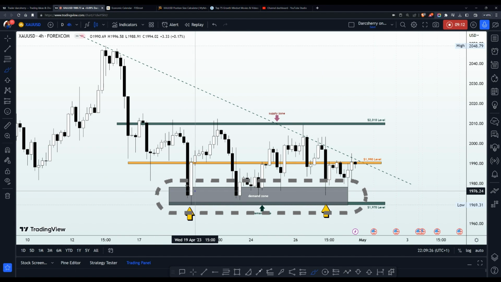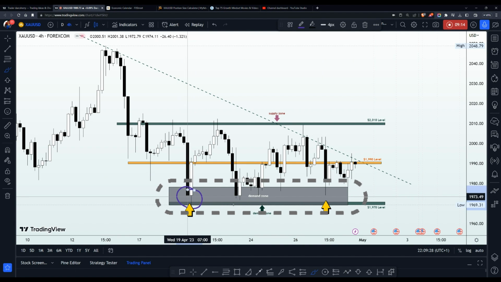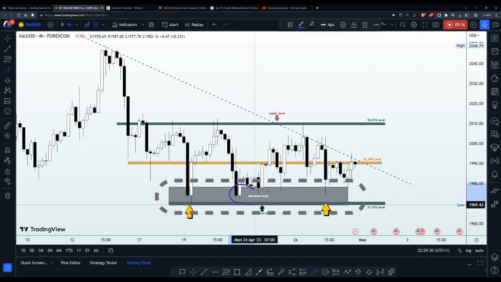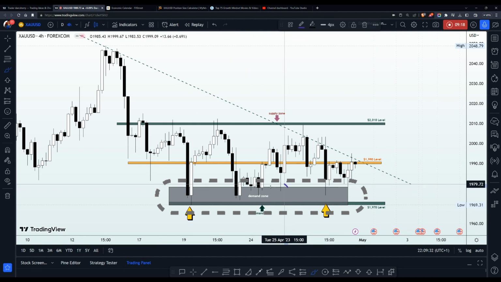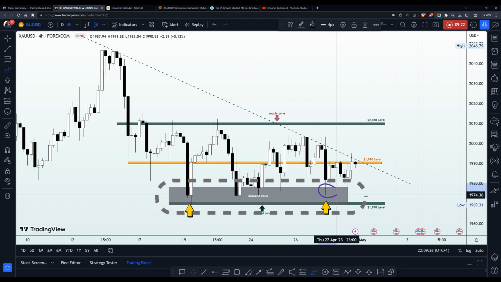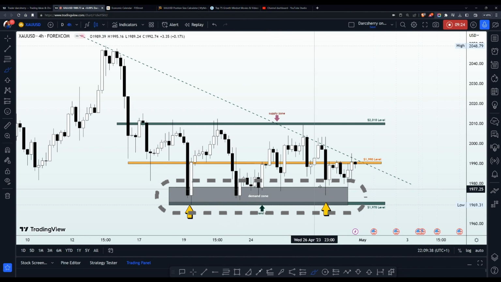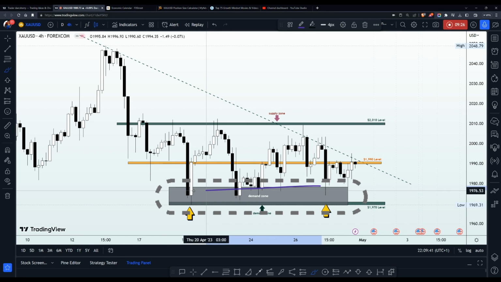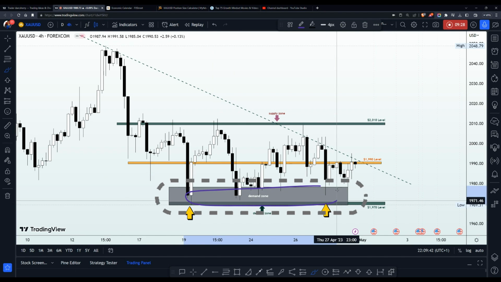As you can see, every attempt by the sellers to break down the structures had been met with strong resistance from the buyers to negate that selling pressure, giving us a very beautiful demand zone that we are going to be using to guide our trading activity for this week.